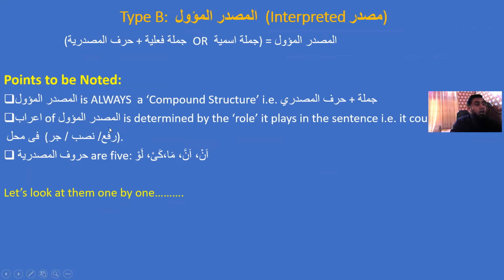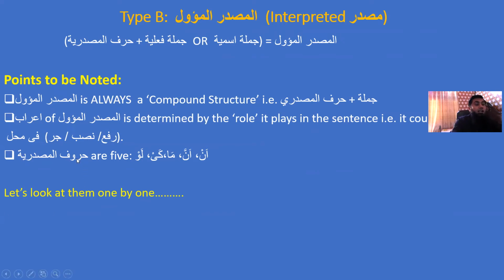Second is the i'rab of al-masdar al-muawwal. What does i'rab mean? Status. Because at the end of the day, masdar is an ism, right? And ism has 3 possibilities: rafa, nasab, and jar. Clear? So this compound structure, obviously it's not one word, and we have discussed in the past as well, when the whole thing is playing some role, we call it fi mahalli. So the i'rab of al-masdar al-muawwal is determined by the role it plays in the sentence, i.e., it could be fi mahalli rafa, fi mahalli nasab, or fi mahalli jar. Inshallah, we'll see all of them in a minute. But for now, what I'm saying is that al-masdar al-muawwal will have any of these 3 roles. Right? Inshallah, we'll see all of them one by one.